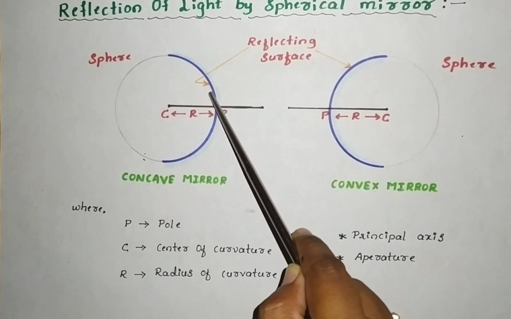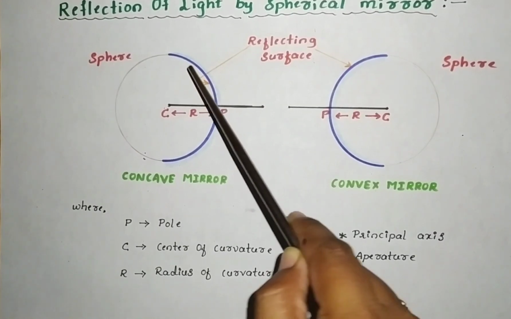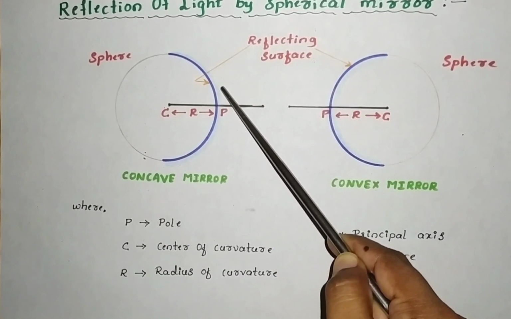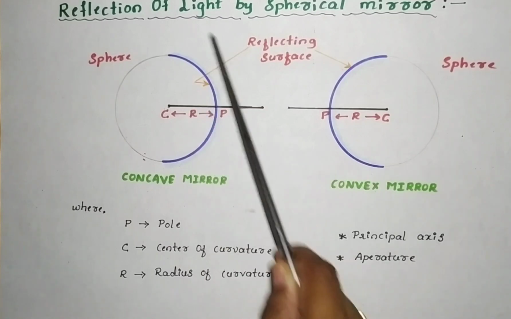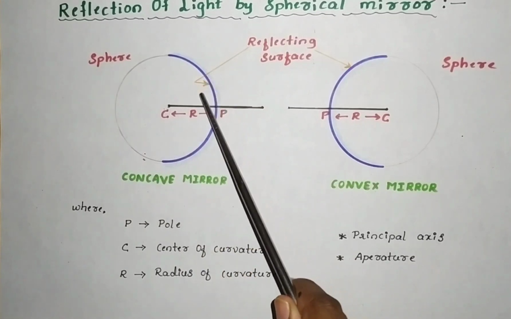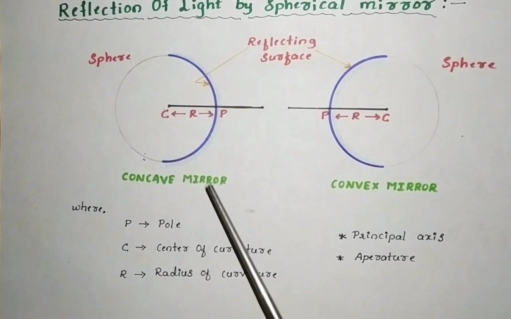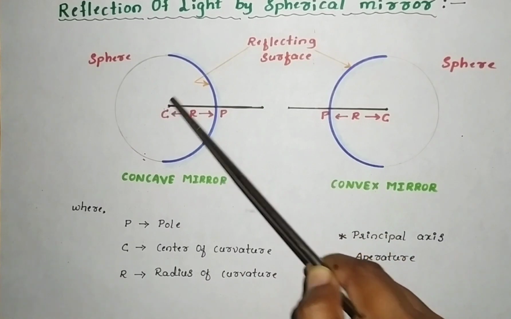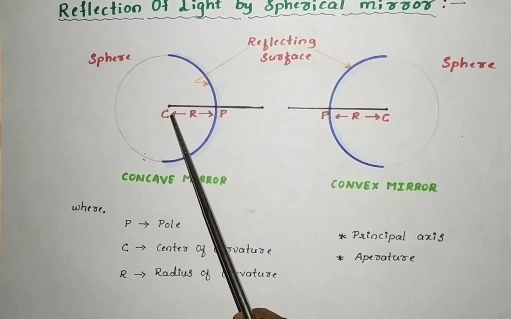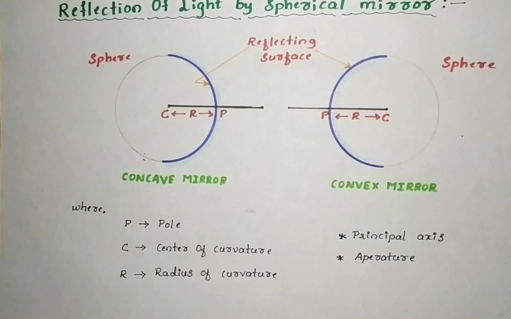If the reflecting surface is inward, and the opaque medium is outward, then we can call it a concave mirror. You can observe the same diagram. This is a concave mirror where the reflecting surface is inward, or the reflecting surface is towards the center of curvature. C indicates the center of curvature. Right? Similarly, a convex mirror is exactly opposite to concave.